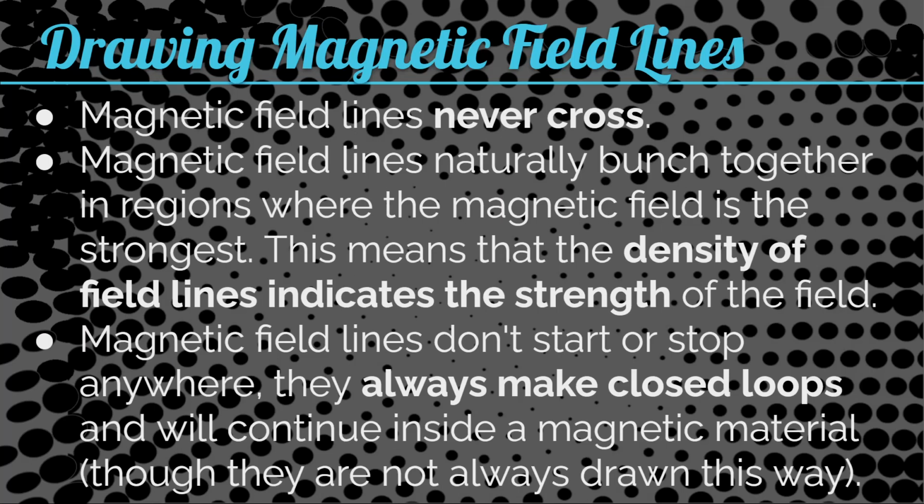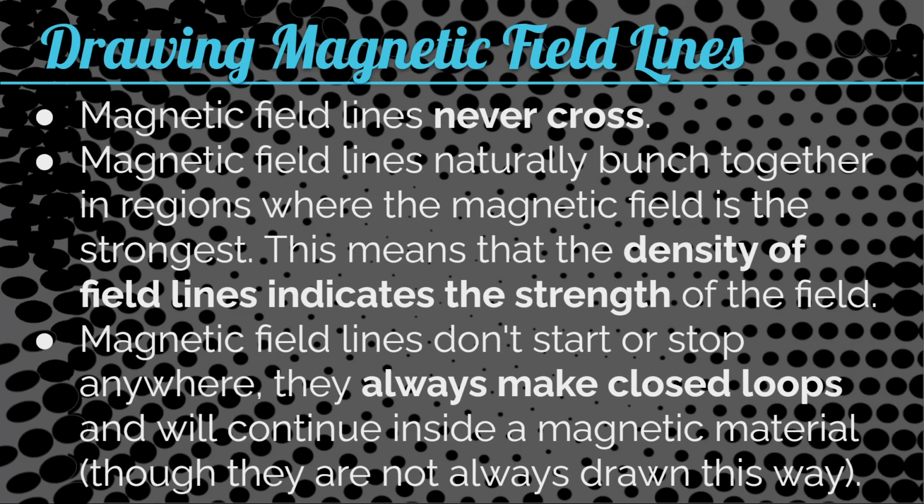So when we look at magnetic field lines, again, these rules should sound familiar. Your field lines never cross. That was true for the electric fields as well. Magnetic field lines naturally bunch together in regions where the field is strongest. That means the density of the field indicates the strength. Again, you've seen that before. And magnetic field lines don't start or stop anywhere. They always make closed loops.